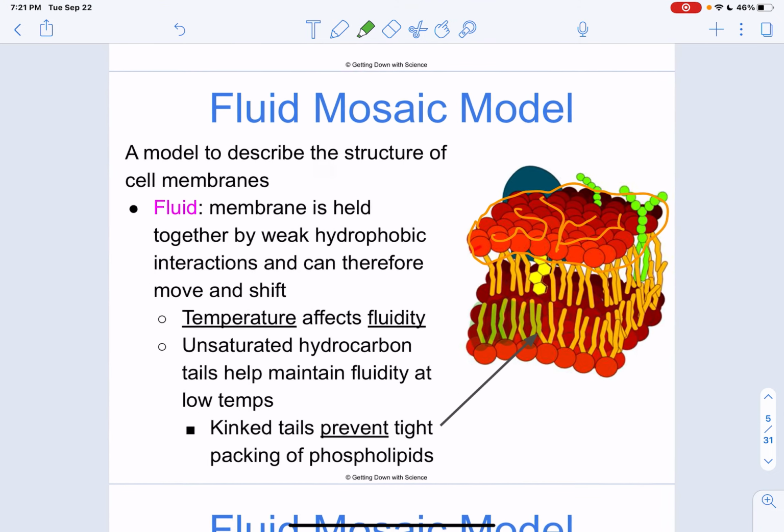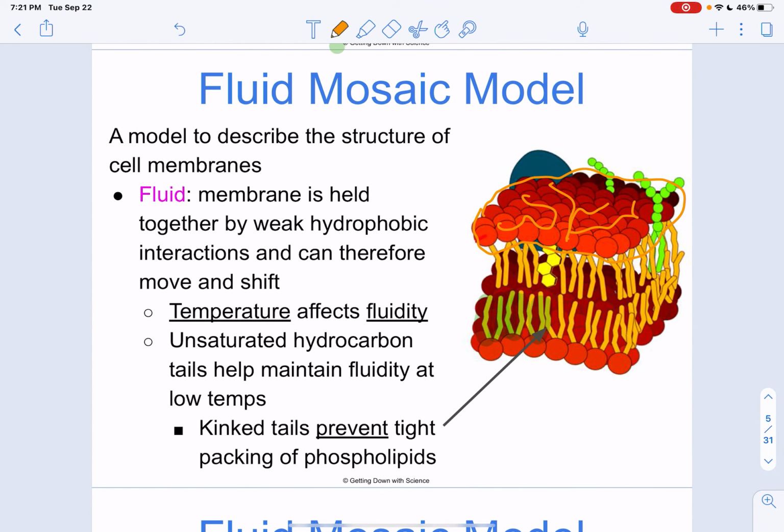And so again, these kinky tails prevent this from happening. They prevent the tails from stacking on themselves in a straight manner. This is what the structure of butter looks like at room temperature. Butter is solid at room temperature, and we do not want our phospholipid bilayers or plasma membranes to be solid at room temperature. And these kinky tails, these bent tails, keep it from doing that.